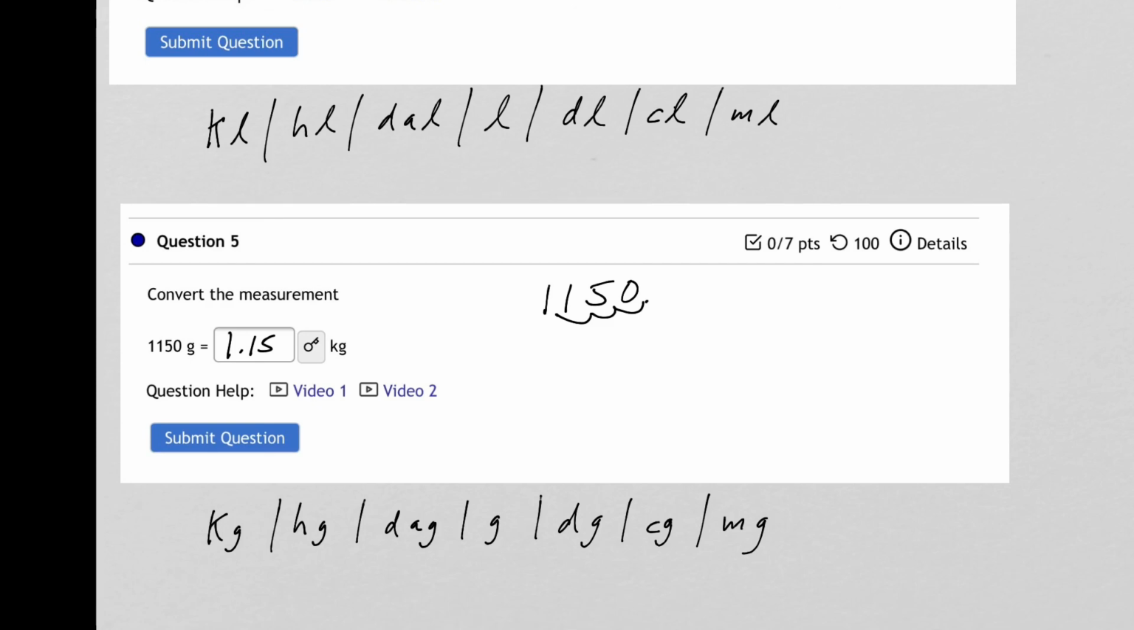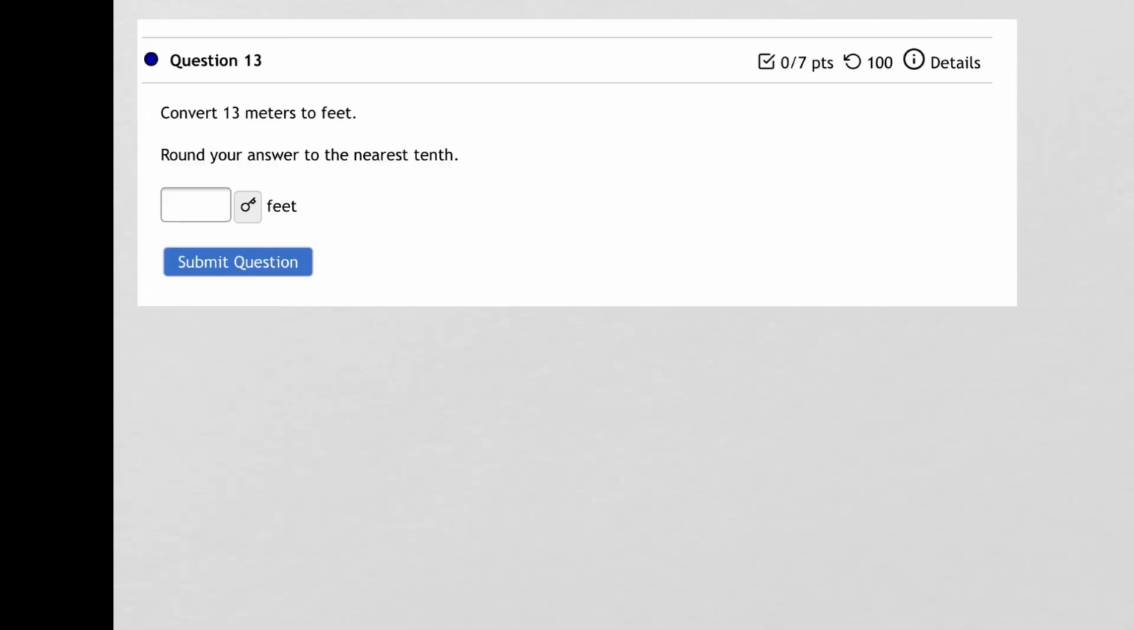Okay, in this question, I want to convert meters to feet, right? So I'm converting between systems. I'm going from the metric system to the US system. So I need a unit conversion factor. I need some relationship between meters and feet. I can either do this in several steps, or ideally, if I can find one relationship between meters and feet directly, then I just need one unit conversion factor.